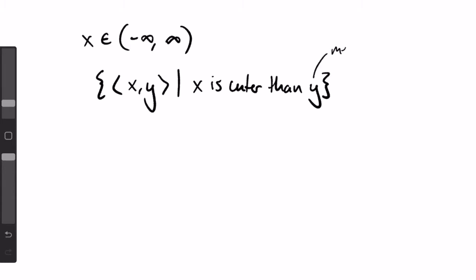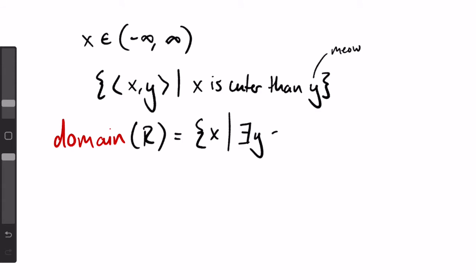What we have to do is define a domain and range for the relation. Domain being everything x could be, and range being everything y could be. A more formal way to say this is the domain of R is the set of all x for which there exists some y such that (x, y) is in R.